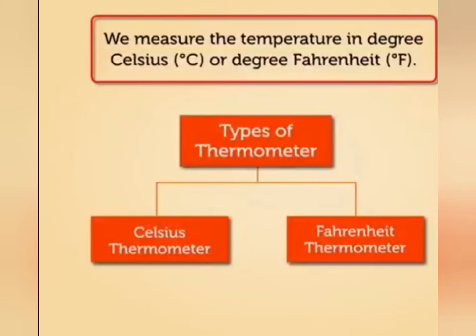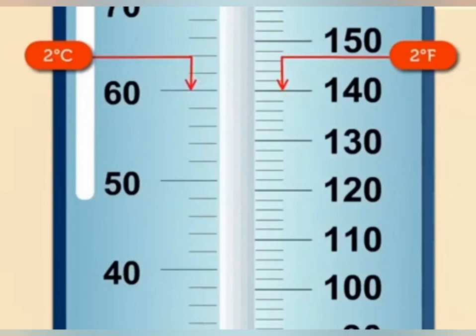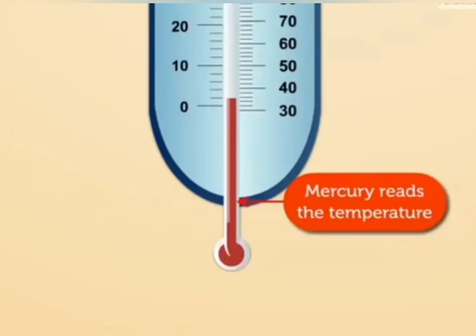Okay, now we know that we measure the temperature in degrees Celsius as degree C or degree Fahrenheit as degree F. There are two different types of thermometers based on the temperature scales. They are Celsius thermometer and Fahrenheit thermometer. For easy understanding, look at this thermometer. It has both Celsius and Fahrenheit scales. Each black line indicates 2 degrees. Mercury is used in this thermometer to read the temperature.